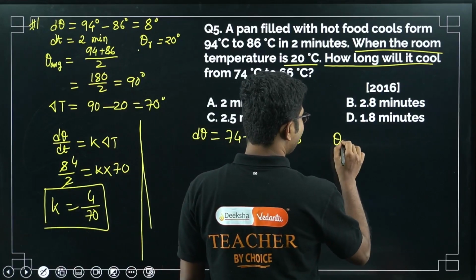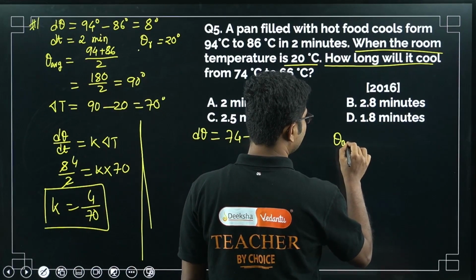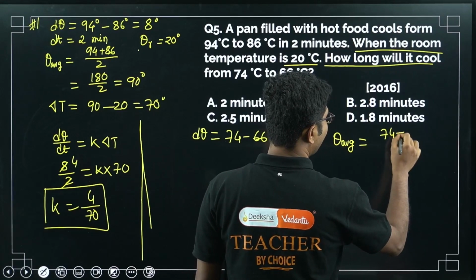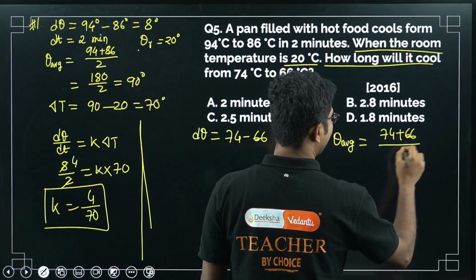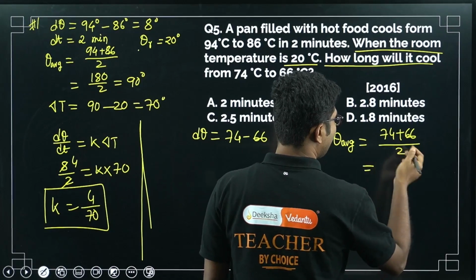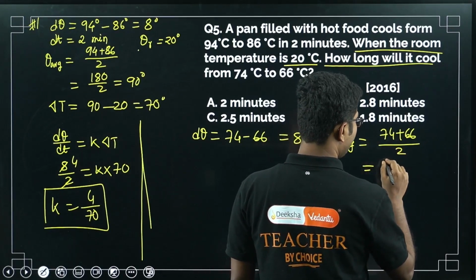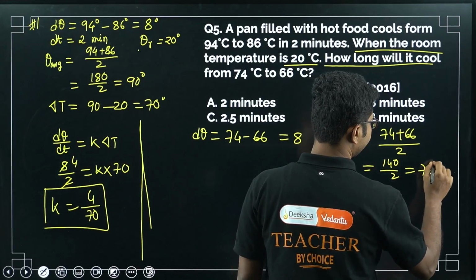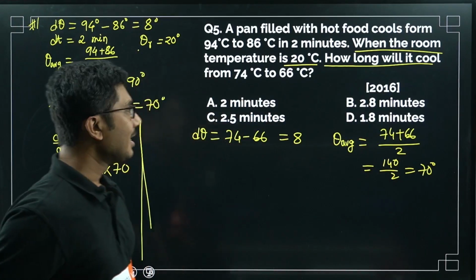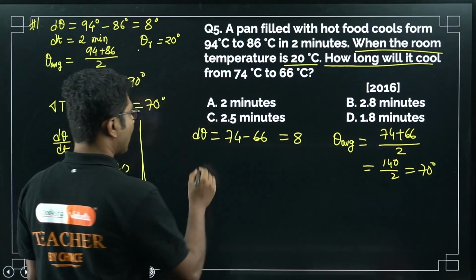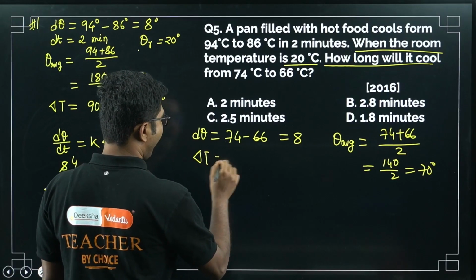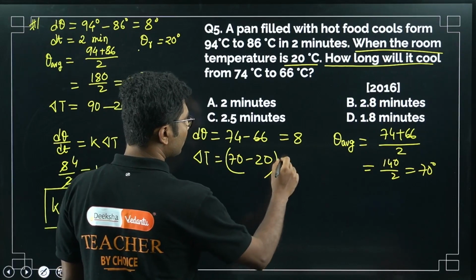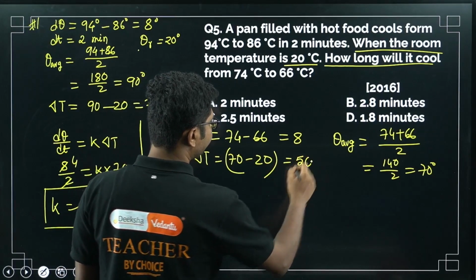So what is theta average in this case? Theta average will be 74 plus 66 divided by 2. So 80 plus 60 is 140 by 2, that is 70 degrees. 70 degrees is the theta average. Now what is delta T? 70 minus 20, average minus room temperature, so that will be 50.